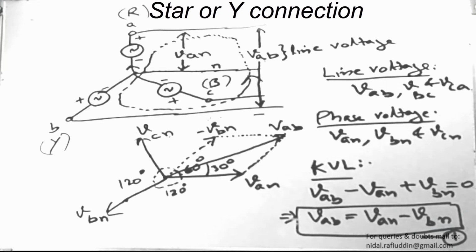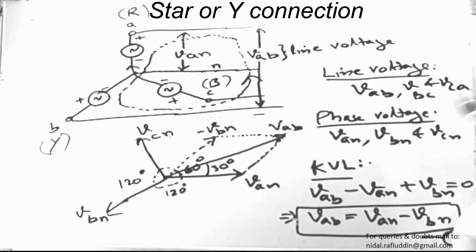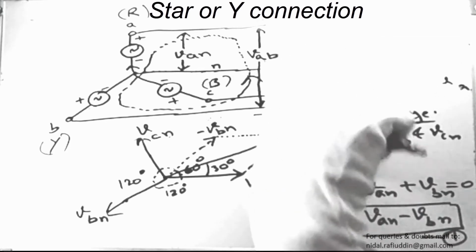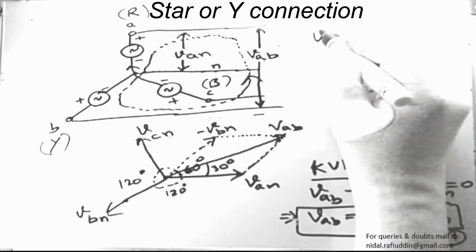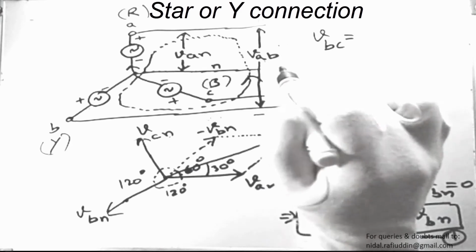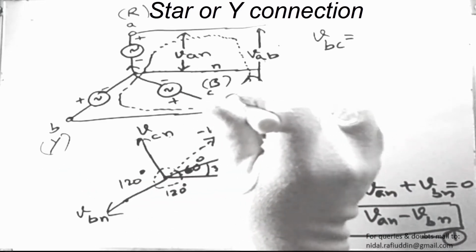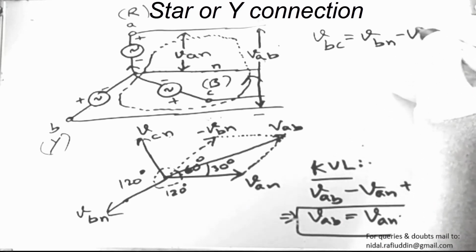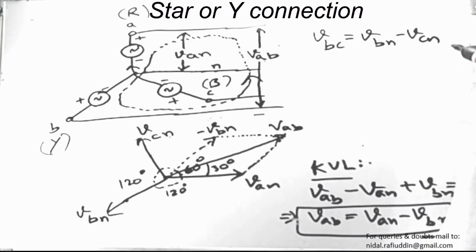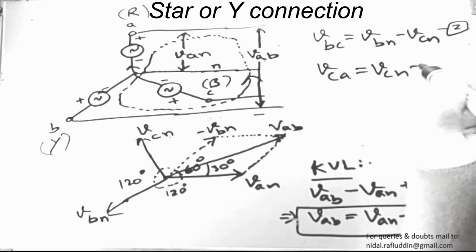So let us first write the values of the line voltages of the other remaining terminals as well. We are left with VBC and VCA. So VBC, again applying KVL to the loop which comprises the two terminals B and C, taking this terminal as positive and C as negative. VBC can be written as VBN minus VCN, and we can call this equation 2. Likewise, we have VCA as VCN minus VAN.